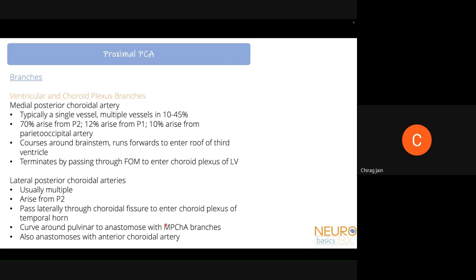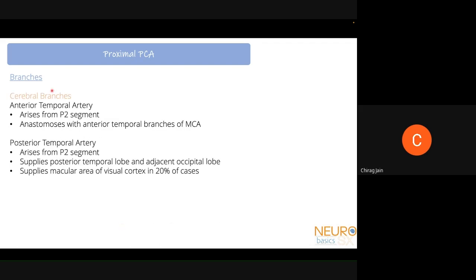The lateral posterior choroidal artery also anastomoses with the anterior choroidal artery, which is directly supplying the temporal horn choroid plexus. There are also branches arising from the proximal PCA which supply the cerebrum. These are the anterior and the posterior temporal arteries. They both arise from the P2 segment, and they usually anastomose with branches of the MCA. An important aspect of the posterior temporal artery is that in 20% of cases, it can supply the macular area of the visual cortex also.